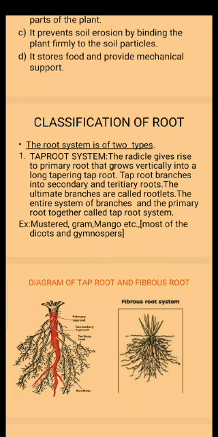In the taproot system, you can see the primary root. It arises from the radicle and grows vertically into a long tapering taproot. It branches into secondary and tertiary branches, and the ultimate branches are called rootlets. The entire system of branches and the primary root together is called the taproot system. You can see it commonly in dicots and also gymnosperms. Especially in dicots, you can see it in mango, gram and mustard, and in any gymnospermic plants.